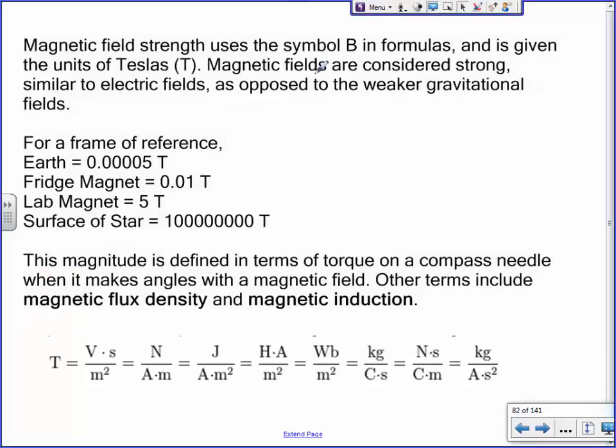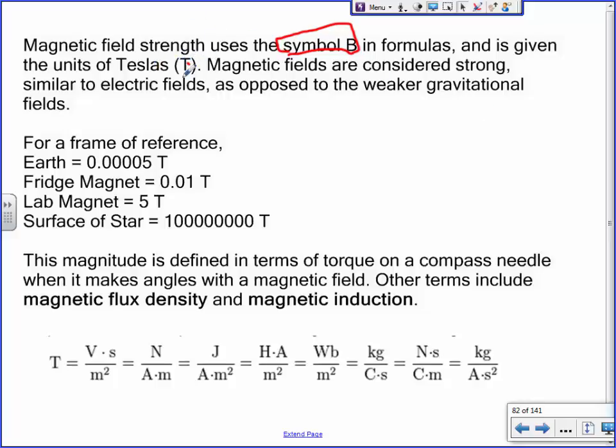Okay. I already pointed out that we use the symbol B in formulas. I don't actually know why they chose B, only because every other letter had been used at least once, if not twice. So B is a good one. I can't think of what else I'd use B for, actually. Brightness. Anyways, the unit we use is capital T for Teslas.